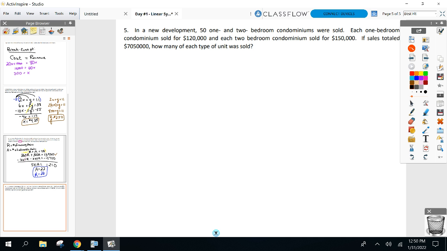We got 50 of them. We got 1 and 2 bedrooms. 1 bedroom, 120,000. 2 bedroom, 150. Ooh. The sales from them, wow, over 7 million. Oh. How many of each type did I sell? Well, what are the types? 1 and 2 bedroom. Anybody got a variable selection?